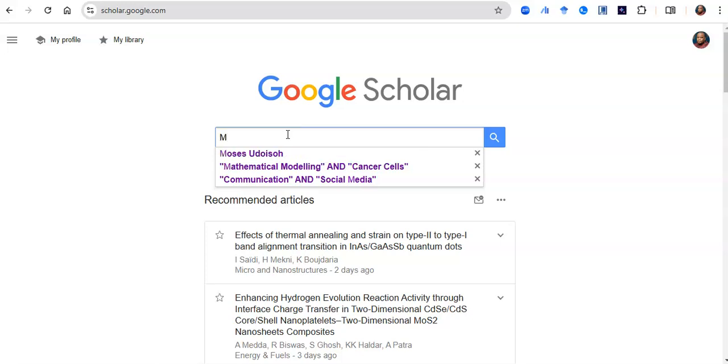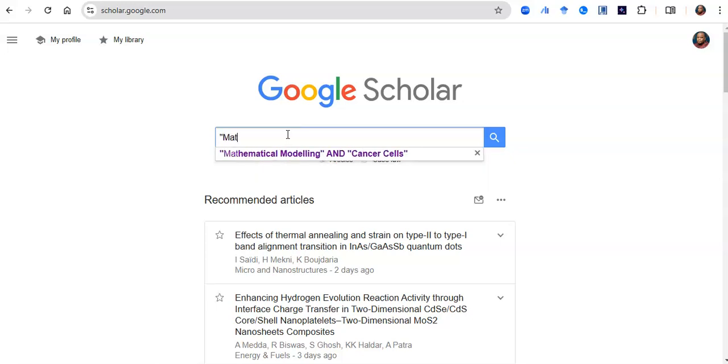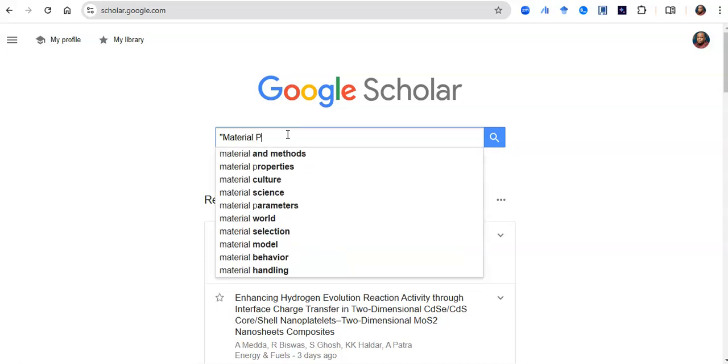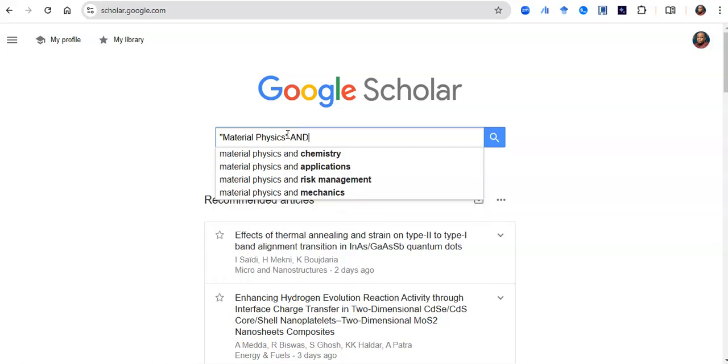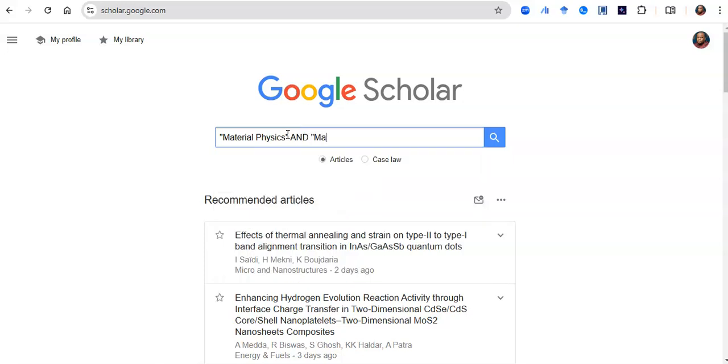And so I want to go there and I want to type in parentheses, I want to type material physics and say material science or even physics of itself, and that is someone's research interest. He or she wants to deepen it further. I would click on enter.